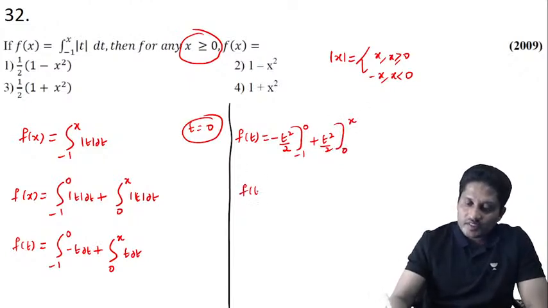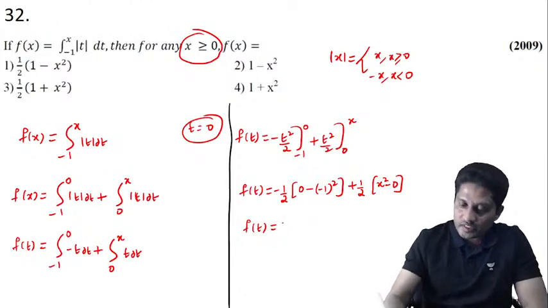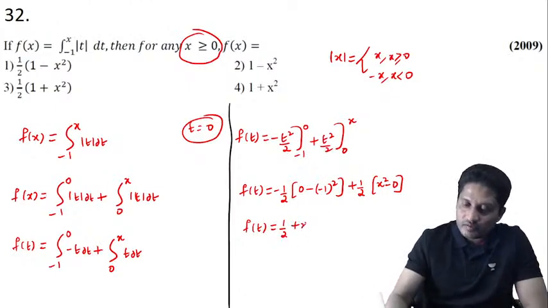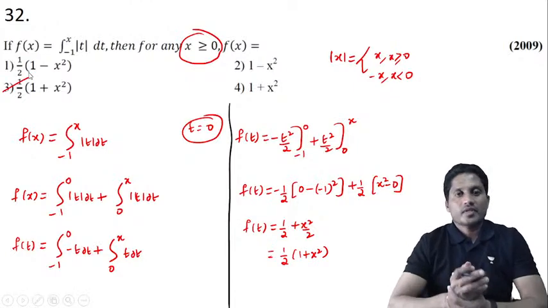Alright, now f of x is equal to minus half you take outside. Upper limit is 0. Lower limit is minus 1 the whole square. Plus 1 by 2, upper limit is x square, lower limit is 0. F of x is equal to this minus and minus is plus, you get half plus x square by 2. Right, so you get this is half of 1 plus x square. That's answer, guys. Answer is option 3. Let's move to the next question.